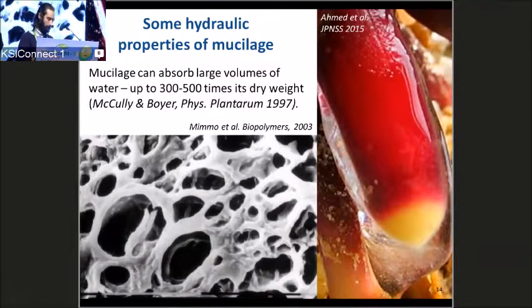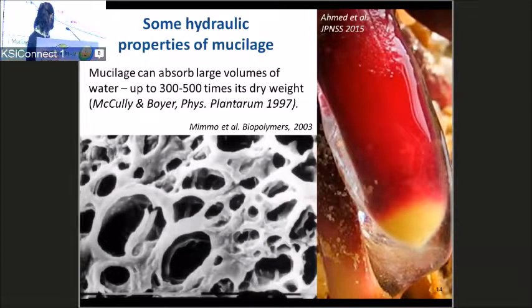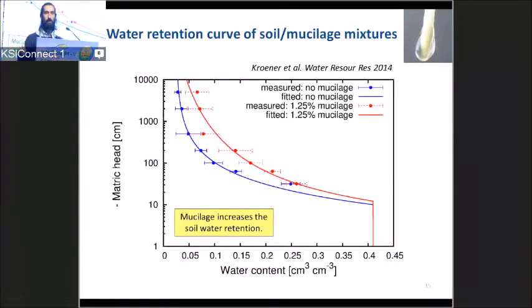And when you put this material in soil, the consequence is that the soil will hold more water at a given water potential. This is a typical measurement of the water retention curve. The x-axis shows how much water you have, and the y-axis shows the water potential in the soil. Typically, it's a nonlinear curve. You apply suction and drain the soil. When you add mucilage to the soil, the red line, you get more water. So mucilage increases the capacity of soil to hold water.